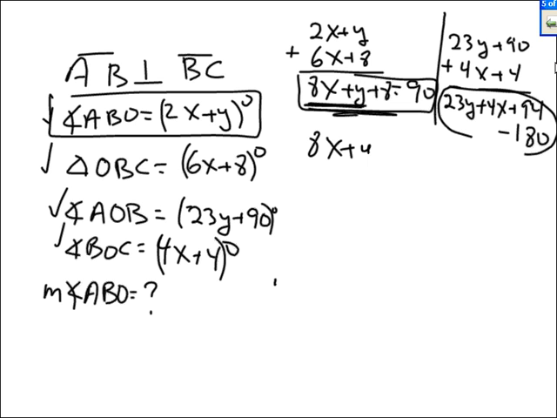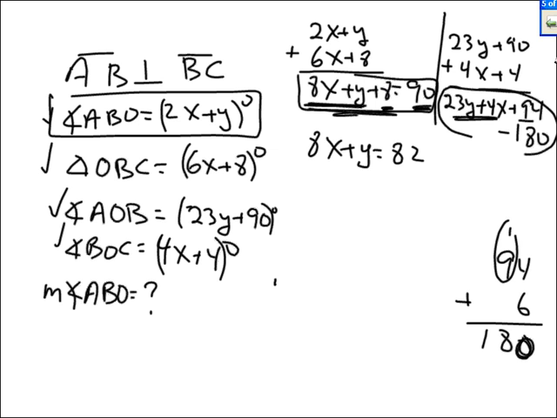This first equation, what I'm underlining, 8x plus y, must be 82. You know why? Because if it's 82 and you add 8, you really do get 90. If you have 94, what are you adding to it to get to 180? Well, 4 plus 6 ends in a 0. That adds up to 10. Add 8 more, get 18. The 23y plus the 4x must be 86.